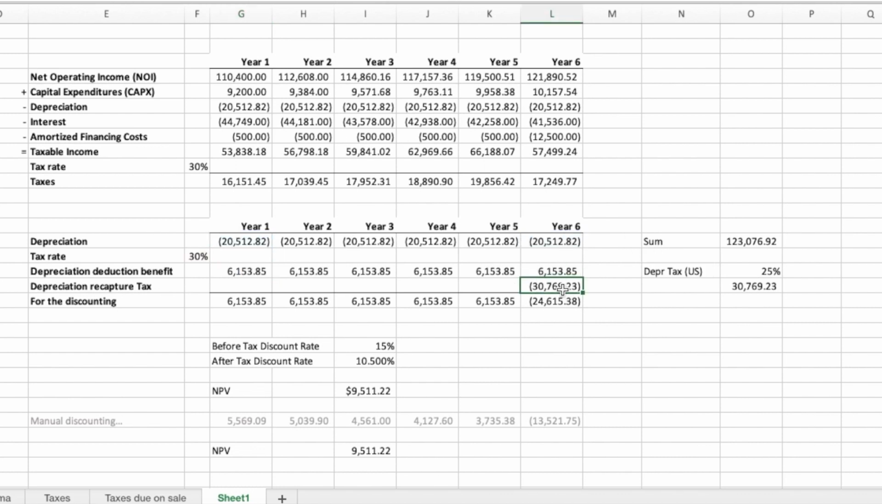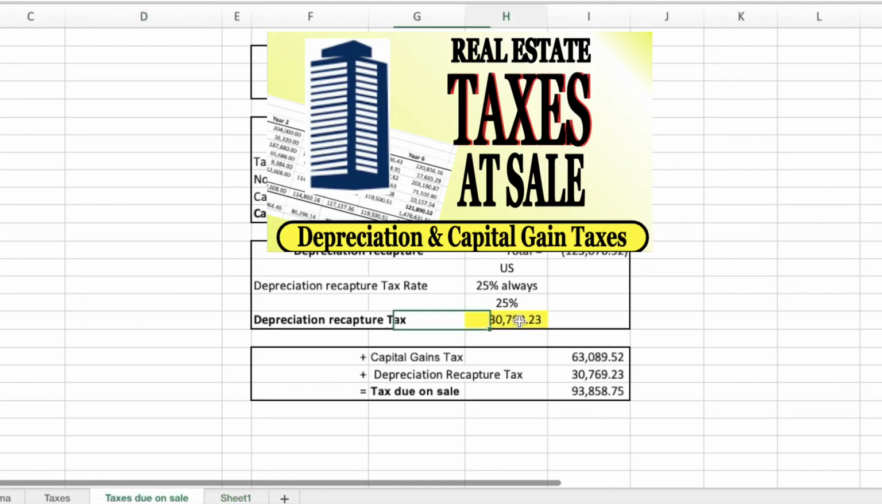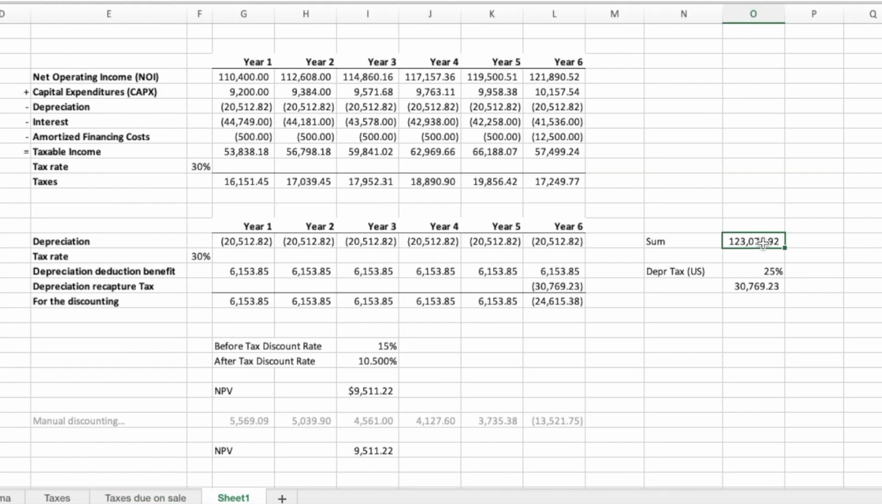We calculate the depreciation recapture tax. We went over this in our previous video. Link in the description for more details. But, real quick, what you need to do is sum the depreciation for each year and multiply it by 25%. For depreciation recapture, in the United States, the rule is that it's always taxed at 25%. So, after doing the sum and multiplying it by 25%, we get approximately $30,000.